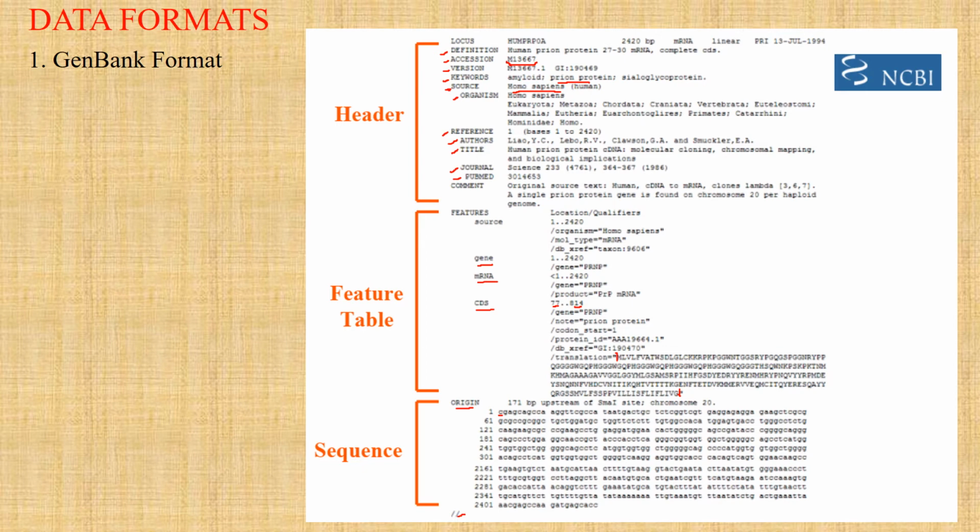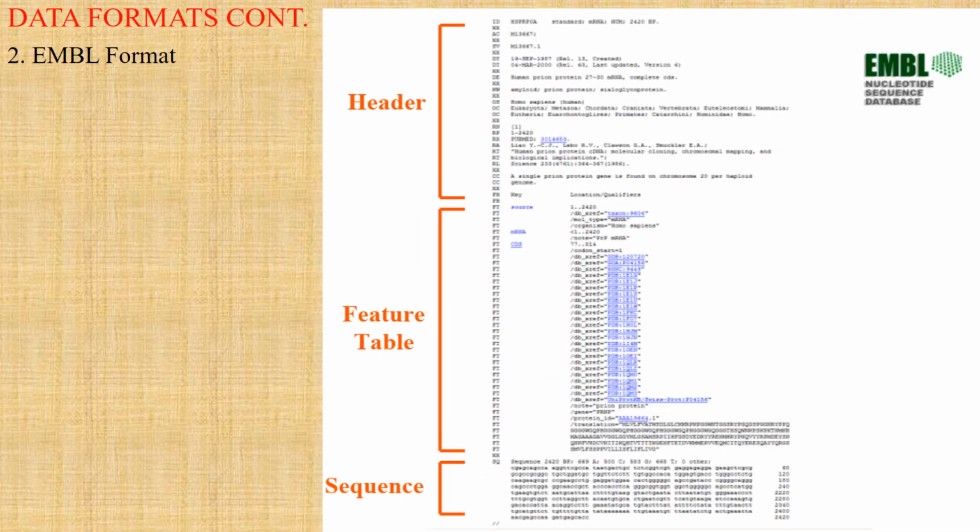So when you see these double lines down here, it is to tell you that this is the end of the nucleic acid sequence, or the nucleotide sequence. So the format is the European Molecular Biology Laboratory format. It is similar to GenBank, in the sense that it has three sections: the header, the feature table, and the sequence. But the difference here is that most of the entries have been abbreviated.